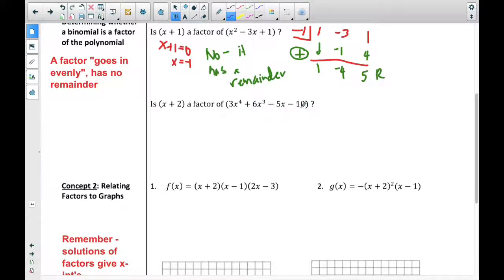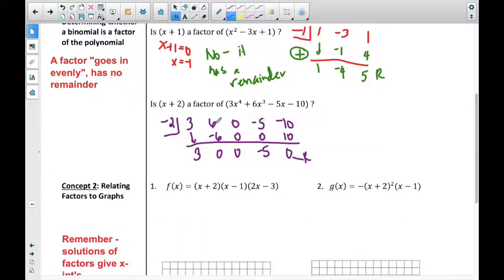Remember to look at the polynomial here and notice that we're missing an x squared term, so don't forget to put that in your synthetic division. Okay, when you've set this one up, your coefficients across the top are going to be 3, 6, 0 because of the missing x squared term, -5, and -10. We bring down the 3, we multiply, we get -6, we add that and we get a 0. Multiply it, get 0, 0, and 0. Come back here, add them, we get -5. Multiply, we get a +10, and so 0 is our remainder. So the question, is it a factor? The answer is yes, because there's no remainder.